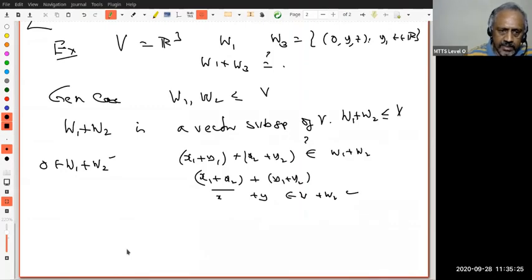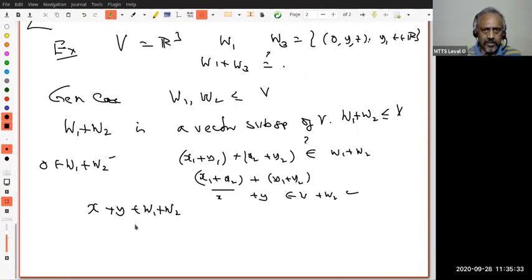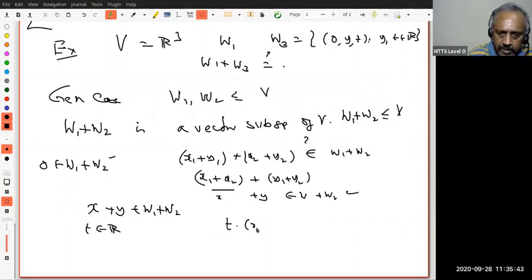And similarly, t times. Suppose x plus y belongs to W1 plus W2. Hereafter, whenever I write this, I will not explicitly mention that x is in W1 and y is in W2. I have to check, where t is a scalar, whether t times (x plus y) belongs to W1 plus W2. That's very clear, because of the properties of a vector space.